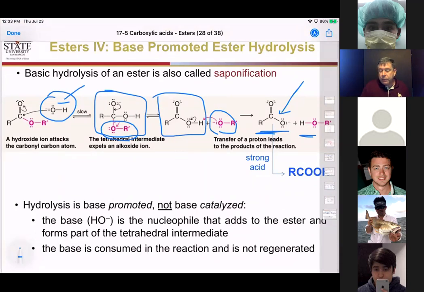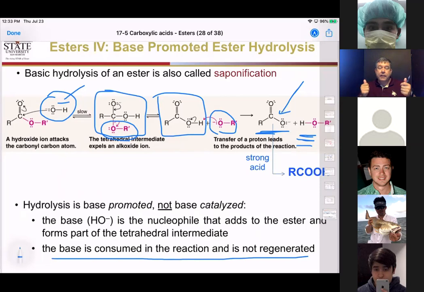And once we remove this alcohol at the end, we no longer have a nucleophile to come in and attack that alkoxide, and therefore the reaction finishes. And again, I want to say the base is consumed in the reaction and is not regenerated. So you need at least one equivalent of base for each ester you want to hydrolyze.